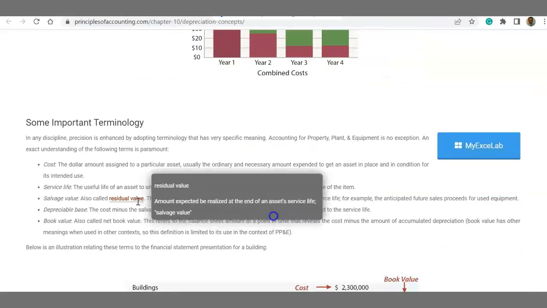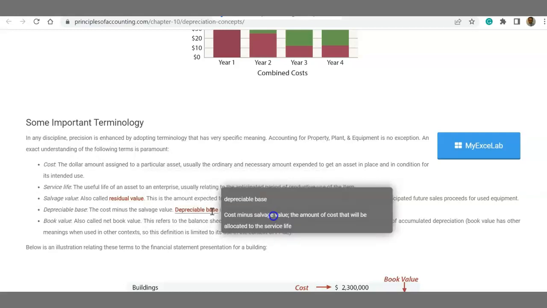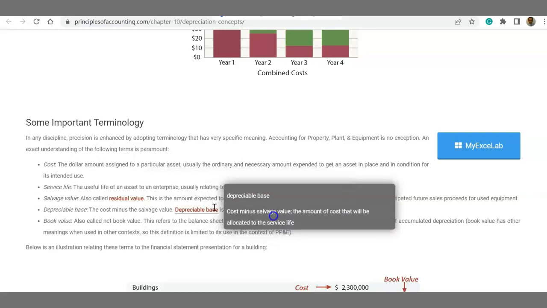Residual value, we learned already, is the amount expected or estimated to be realized at the end of the asset's service life, and you also call it salvage value. It's the amount that you might be able to sell the asset for at the end of useful life in the free market. Depreciable base is the total cost minus salvage value. Depreciable base divided by useful life will give you the annual depreciation under the straight line method.